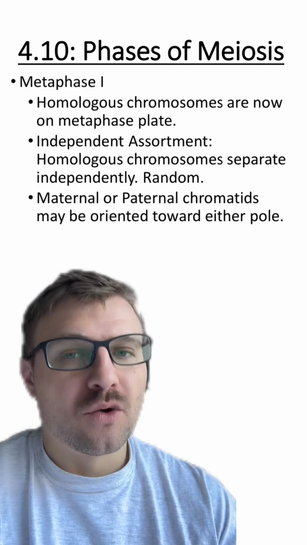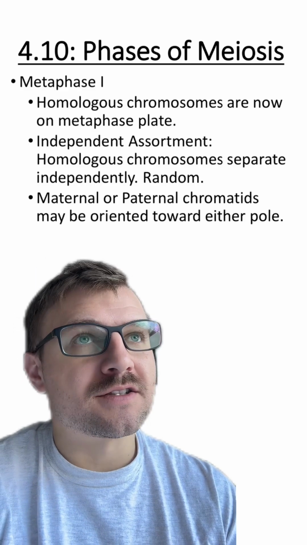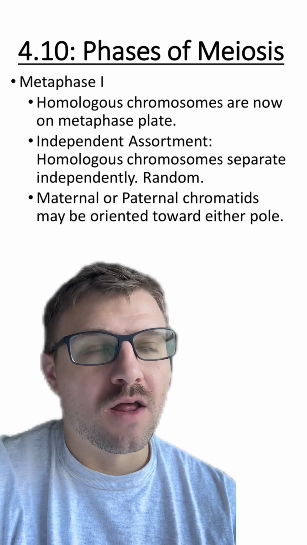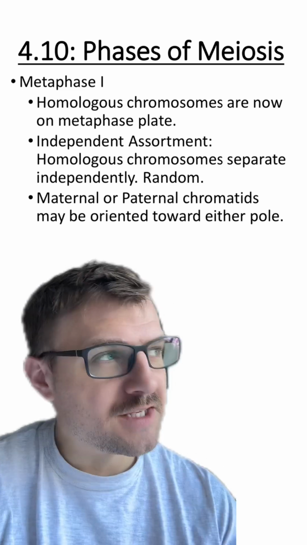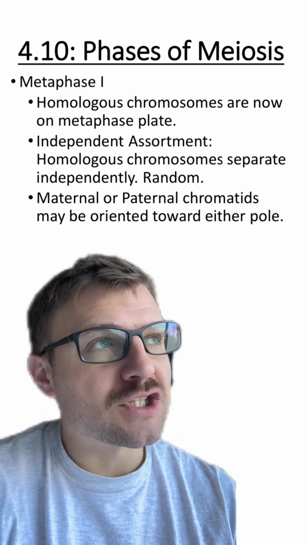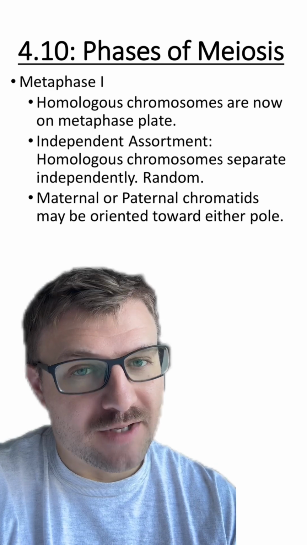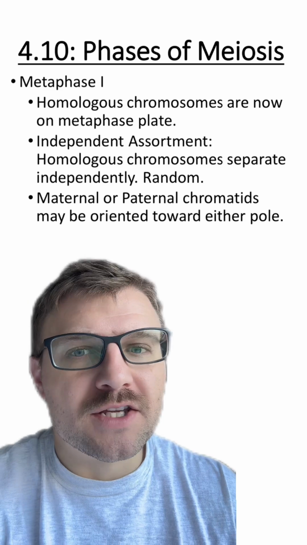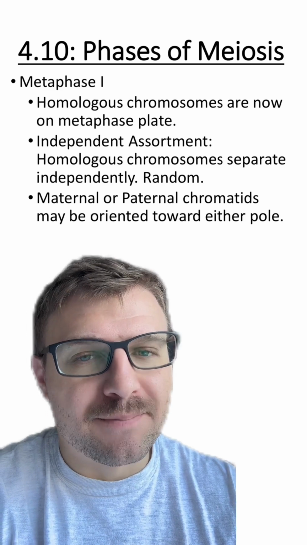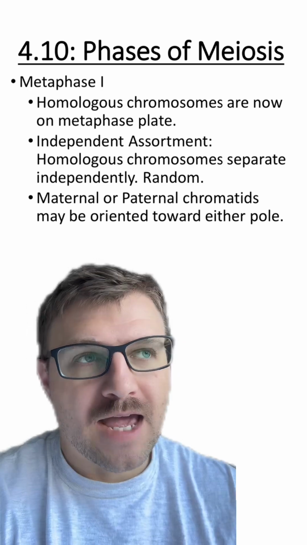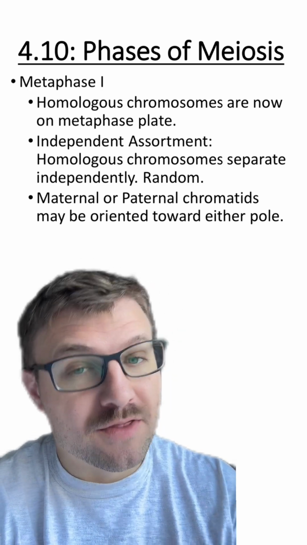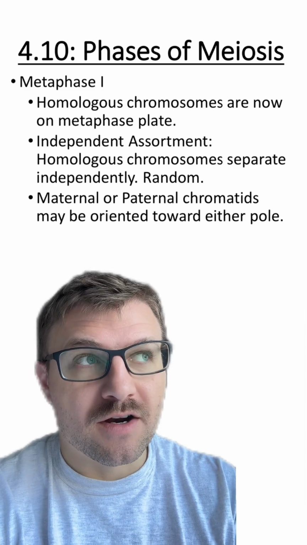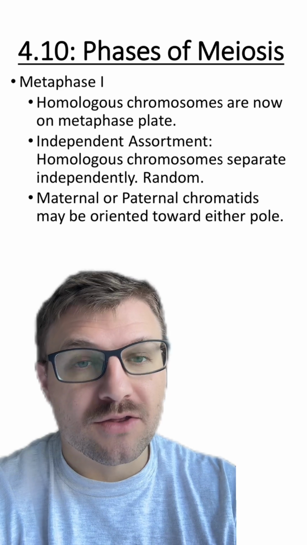During metaphase 1, another significant difference occurs. Homologous chromosomes are going to pair up along the metaphase plate, or in the middle. This is different because before, each individual chromosome aligned in the middle. What's going to happen is something called independent assortment. Independent assortment is when the homologous chromosomes separate independently or randomly from each other. That means the maternal or paternal, the mother or father chromosome, is going to separate from each other and orient themselves randomly throughout the cell.